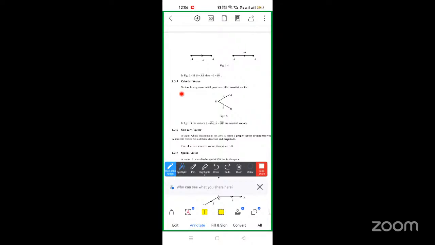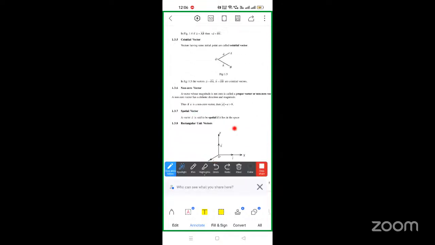Coinitial vectors. Vectors having the same initial point are called coinitial vectors. So 0 to A and 0 to B. So 0 to A is equal to a bar, 0 to B is equal to b bar. So these are coinitial vectors.